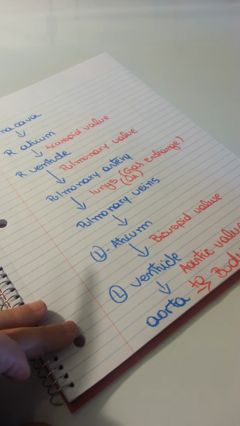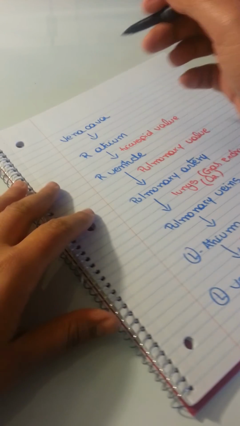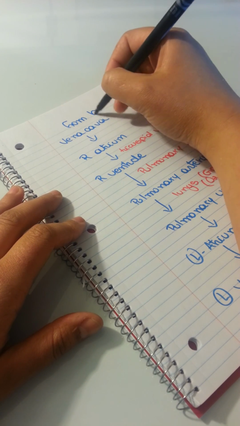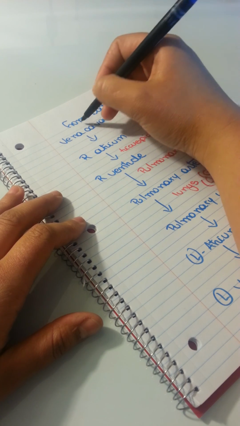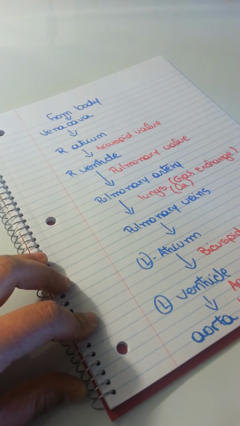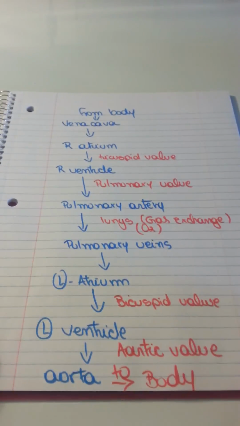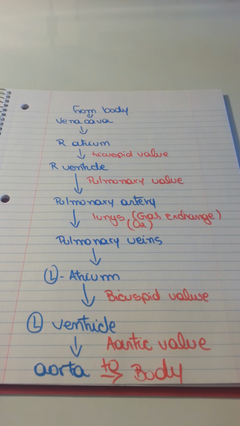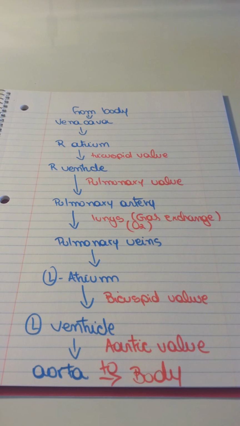So here we'll say to body, and here up on the vena cava we'll say from the body. So from the body to the body. And here's the outline, and that should help you to understand this concept better without having to memorize so much. Try to write this on your own by looking at the heart.